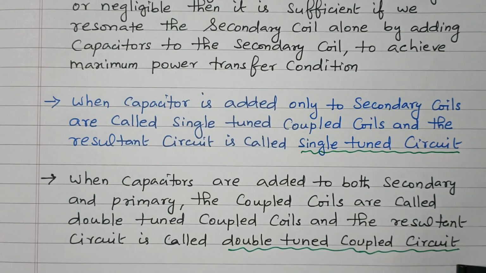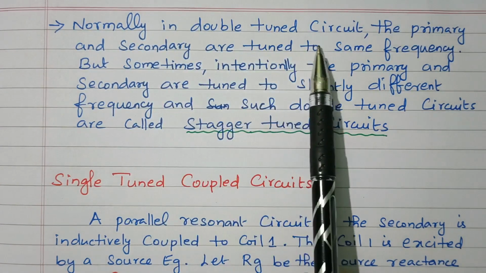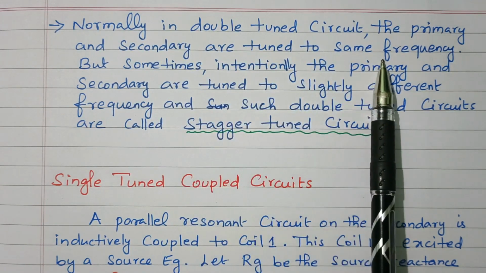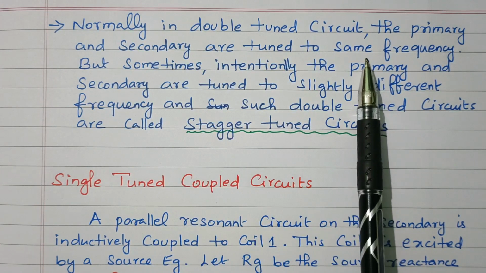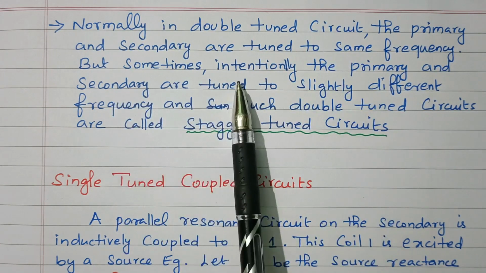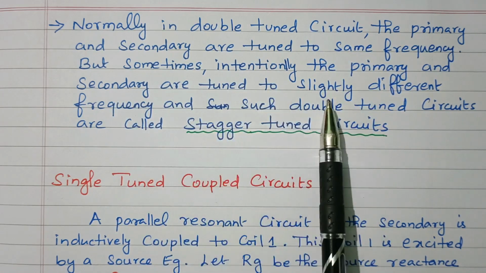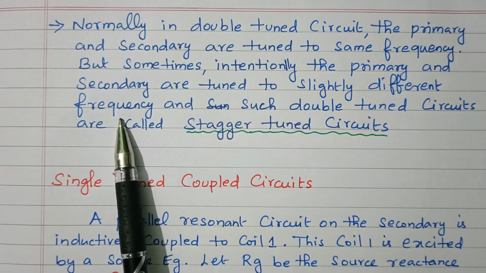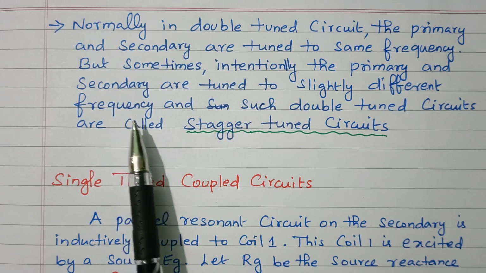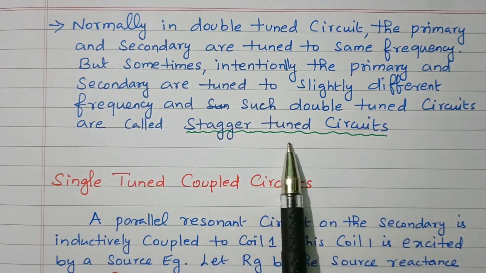Now we'll see the further details. Normally in a double tuned circuit, the primary and secondary are tuned at the same frequency. So that is called a resonant condition. Both should be tuned at the same frequency. But sometimes, intentionally, the primary and secondary are tuned at slightly different frequencies. Practically, there may be some slight difference in the frequency of primary and secondary. Such a double tuned circuit is called a stagger tuned circuit.